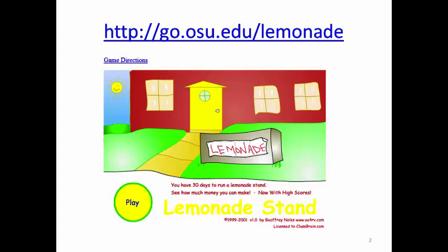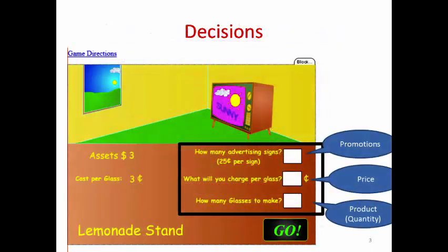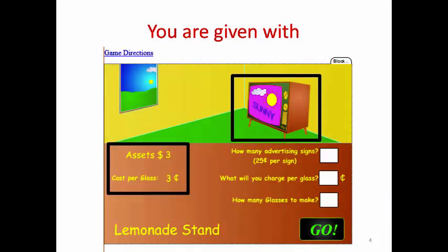To access the lemonade stand simulation, open a browser window and type go.osu.edu/lemonade. Your simulation game will look like this. You have to make 3 decisions related to advertising or promotions, price that you charge for each glass of lemonade, and the number of glasses that you decide to make for that day. Let's see how to decide these 3 numbers.